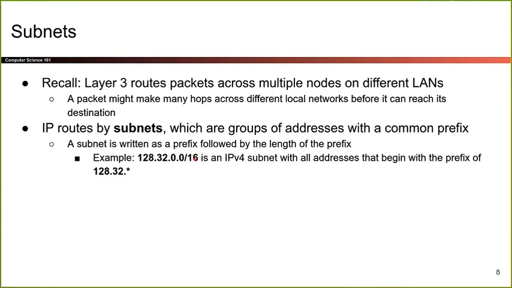Here's one: 128.32.0.0/16. That's a lot of numbers, but basically this is saying this is all of the IP addresses that start with 128.32. And we know that it's all of the IP addresses starting with this because this 16 tells us that we're looking at the first 16 bits of this IP address. So this subnet is all the IP addresses in the world that start with this. And presumably they're all in a certain region or they're all located close to each other or something.